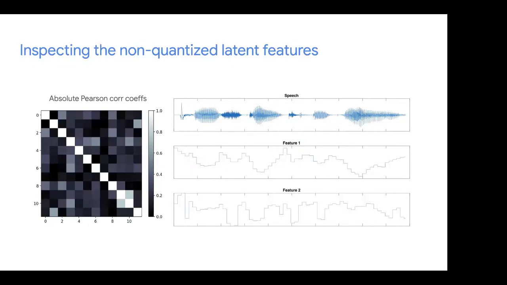I think one interesting thing to see here is that these learned features are pretty independent from each other, from the correlation. And you can see some kind of linguistic features here. Feature one seems to be the general power, like the gain. And feature two seems to be kind of the power in the upper band versus the lower band. So it's kind of a spectral high band, low band thing.